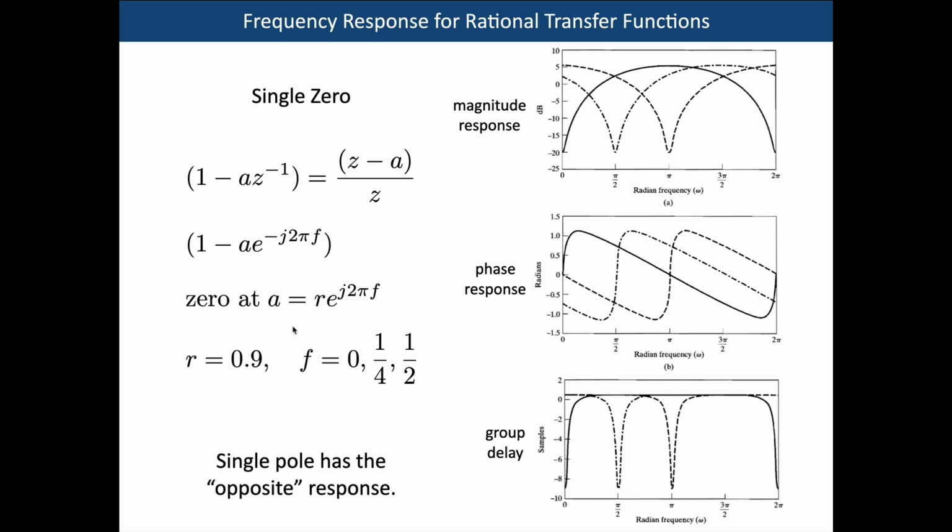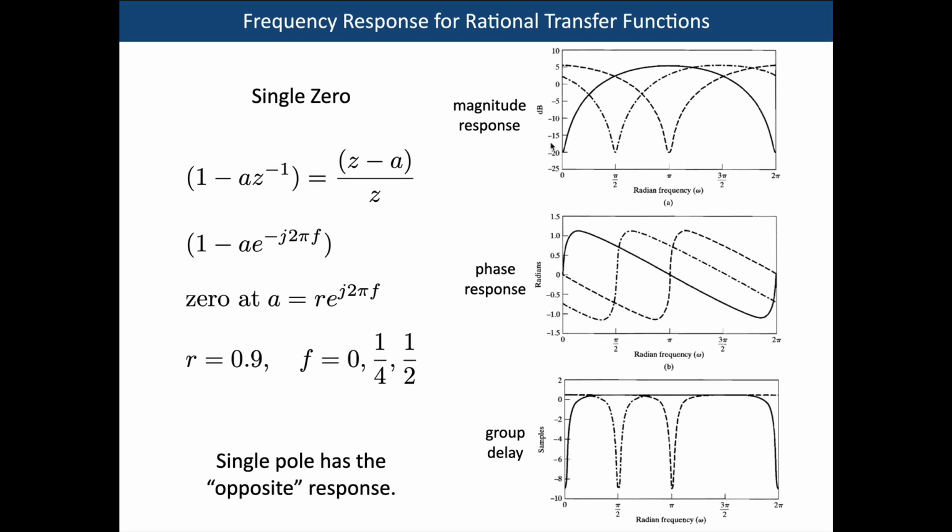Let's assume that the radius of the pole is 0.9, so this is just inside the unit circle. And then the angle of the zero is at 0, so that would be on the real axis. And then 1/4, that would be on the j-axis. And then 1/2, that would be on the negative real axis. So as we do this, let's take a look at the magnitude response.